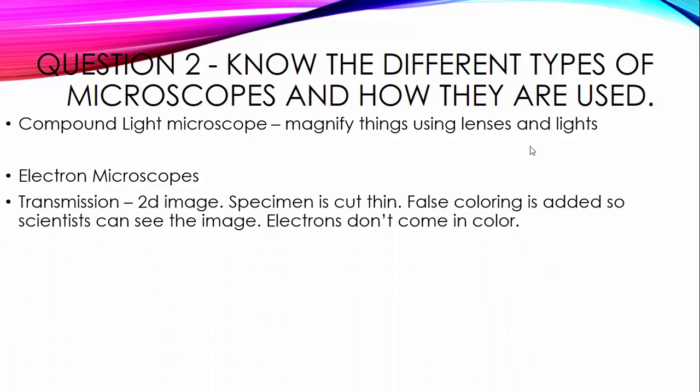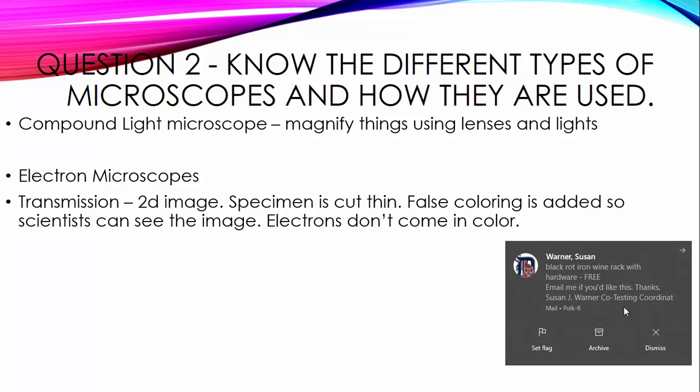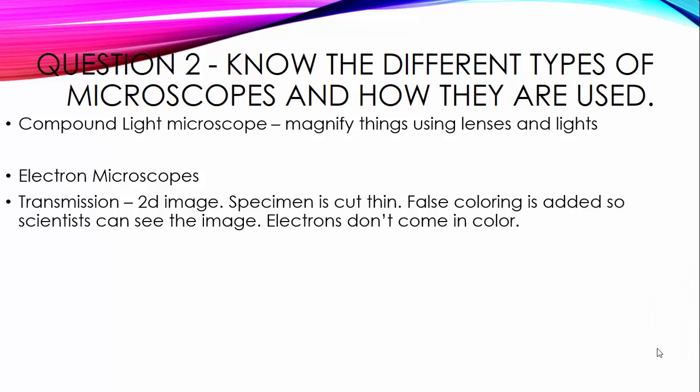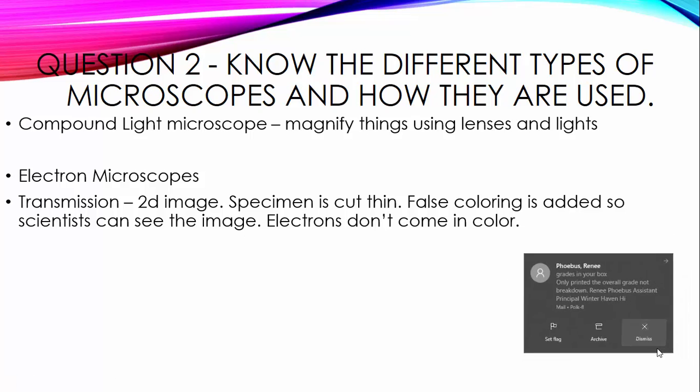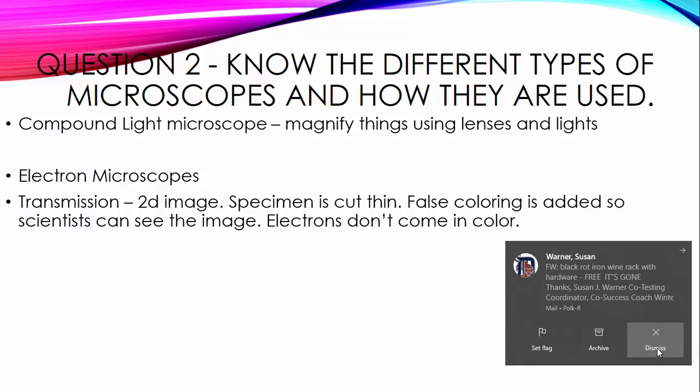One is a transmission electron microscope, and that is a 2D image. The specimen has to be cut very thin. False coloring is added so scientists can see the image.